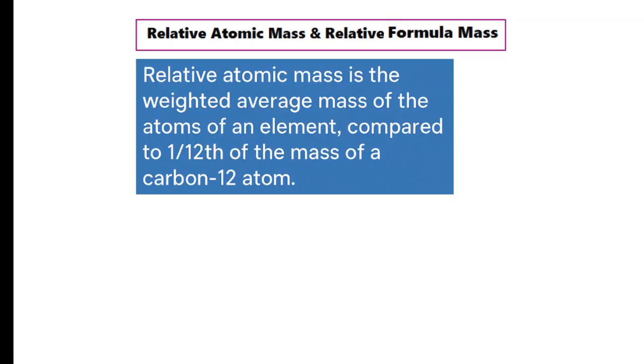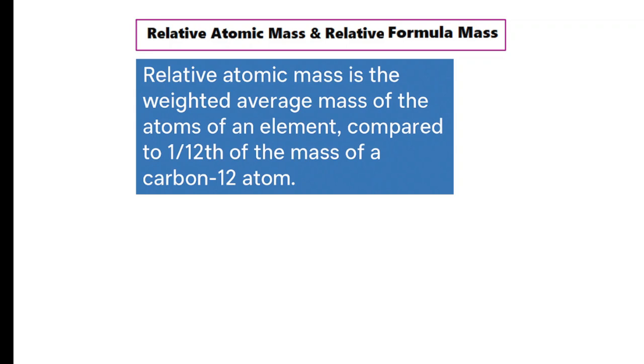Today we are going to discuss relative atomic mass and relative formula mass. By definition, relative atomic mass is the weighted average mass of the atoms of an element compared to 1/12 of the mass of a carbon-12 atom. For GCSE sciences, you don't really need that much detail about this one, but just to give you a bit of an idea, let me explain this.